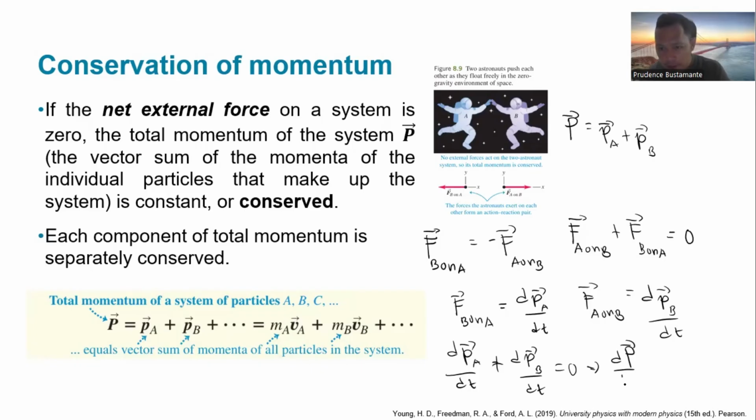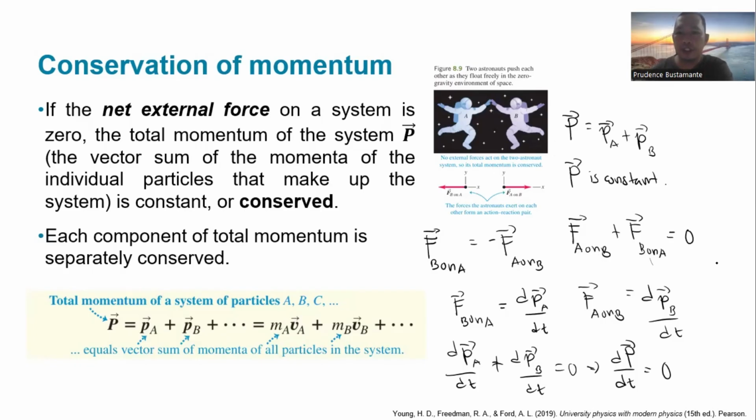The total momentum is equal to zero. So the derivative of the total momentum is zero, meaning P is constant. Okay. So how is this useful? Actually, this conservation of momentum, how can you really apply this one?